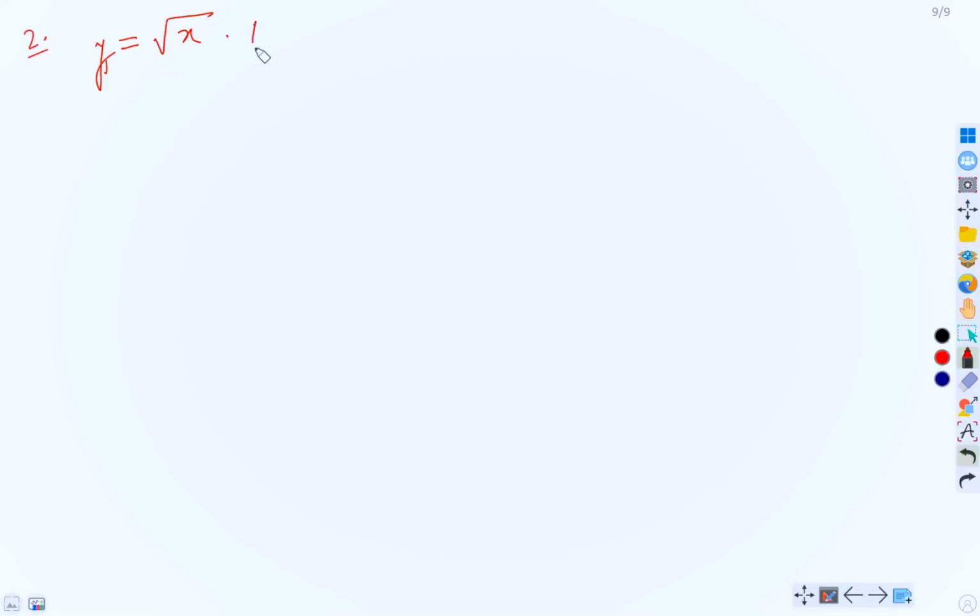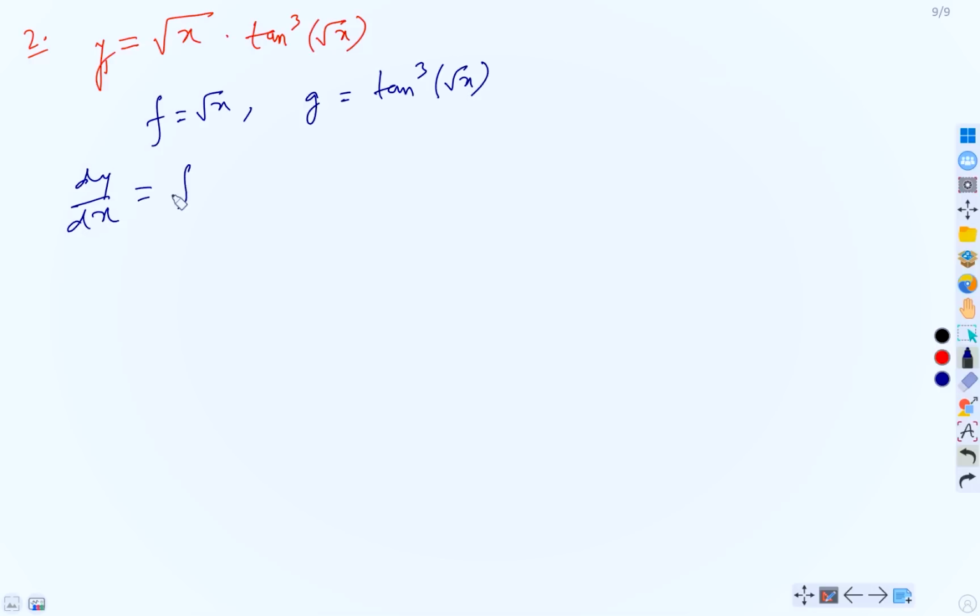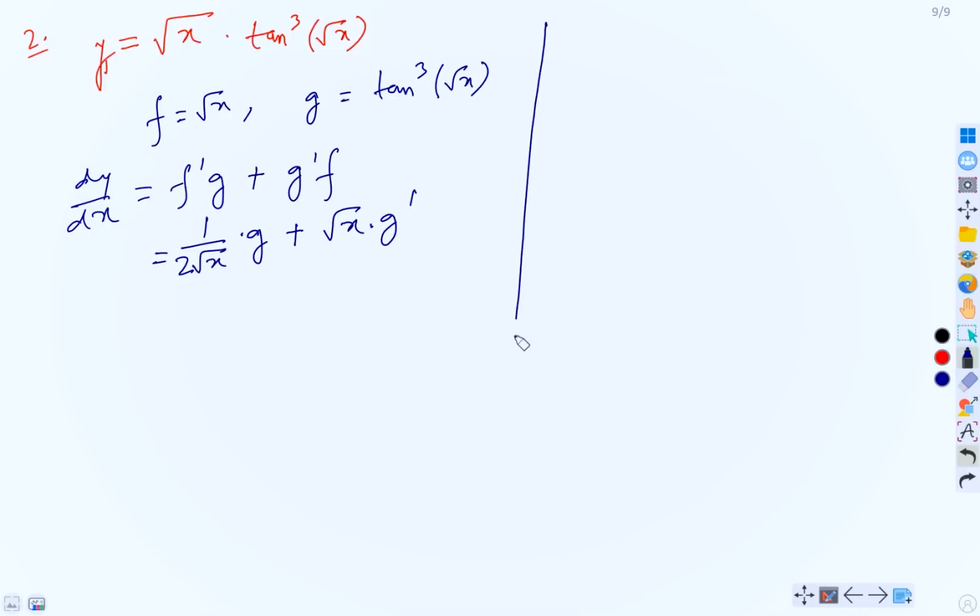Square root of x times tan cube square root of x. Same procedure. We have f as root x, g as tan cube of root x. So what is our dy dx? It is f dash g plus g dash f, the symbol is plus. Now we know f dash is 1 by 2 root x, times g, f, simply put f. Now you have to differentiate g dash. Try it by yourself.